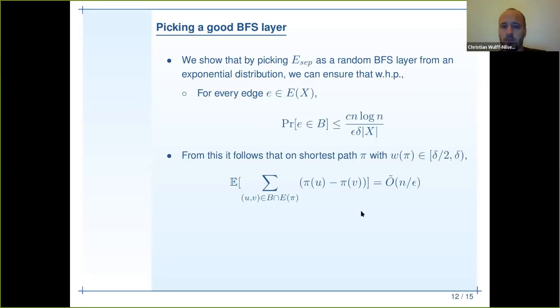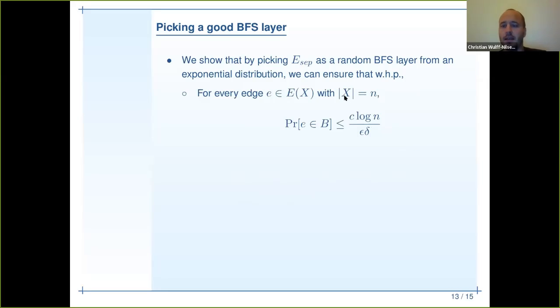So I'll just look at some special cases. Suppose that you look at an SSE X of size n, so the whole graph is a big SSE. Then the right-hand side of this inequality becomes this here. So this is roughly 1 over delta, which, remember, delta is roughly the length of the shortest path we're looking at. So what does that mean? That means that if you look at your shortest path pi, in expectation, you will only have roughly one edge, a logarithmic number of back edges that belong to this SSE and belong to the shortest path.